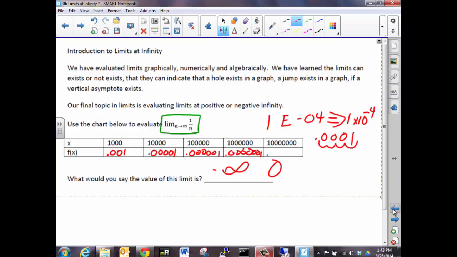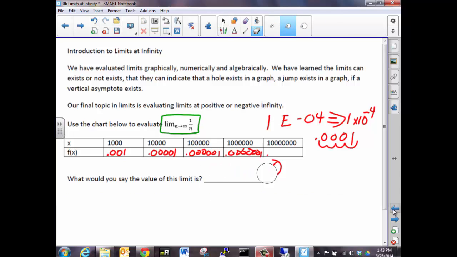What do you think, if I had a 1 and 20 zeros, what do you think it would be when I divided? 0.20 zeros and 1. So what am I getting closer and closer to? 0. I'm getting closer and closer to 0 here. Okay? So this is becoming closer and closer to 0. The limit of anything that looks like this, 1 over n, is 0.